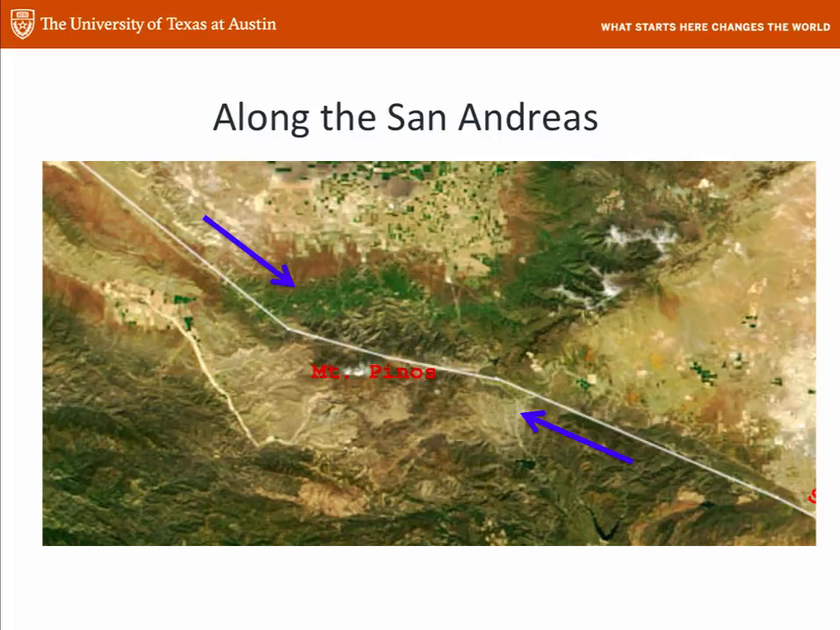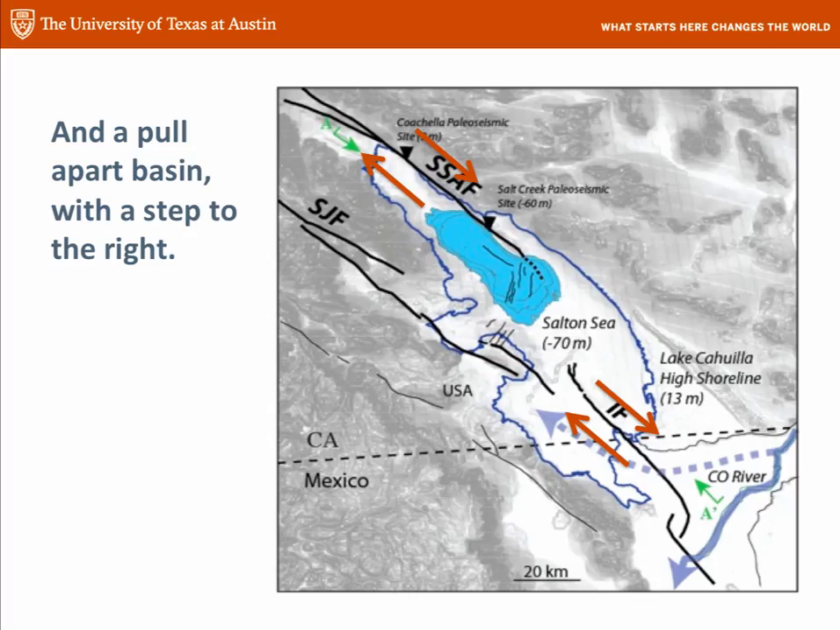Along the San Andreas Fault, there are a couple of places where there are mountain ranges that form from pushing up. Here's one example. And there are places where there are basins formed by spreading apart, pulling apart. The Salton Sea is a pull-apart basin along the San Andreas Fault.